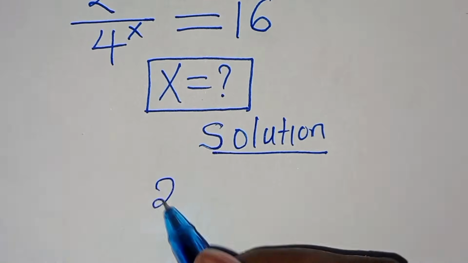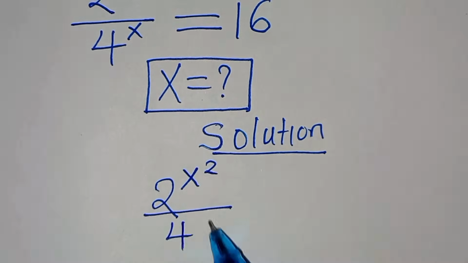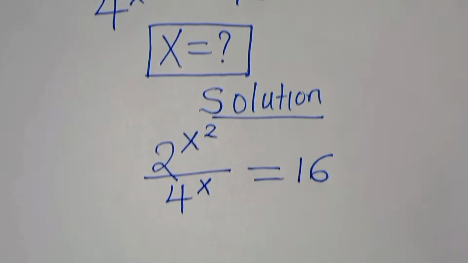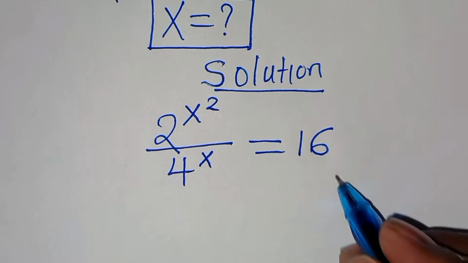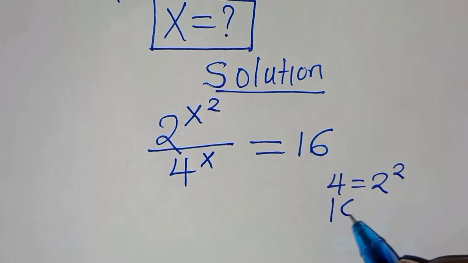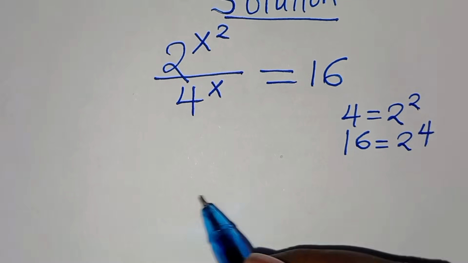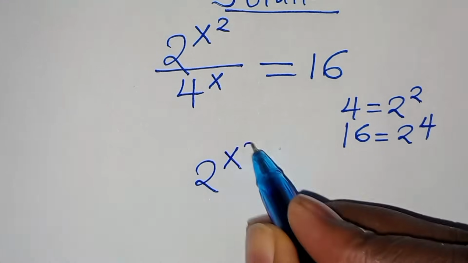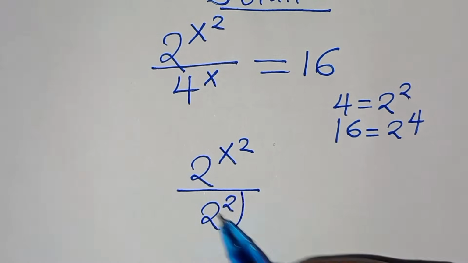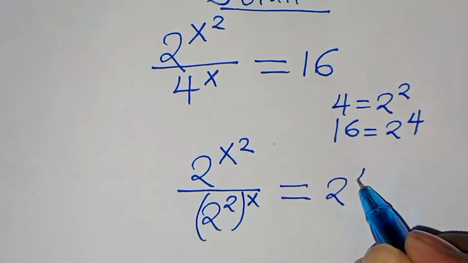So we have 2 to the power of x squared divided by 4 to the power of x. This is equal to 16. Now we can express 4 as 2 to the power of 2, and we can express 16 as 2 to the power of 4. So this means we have 2 to the power of x squared divided by 2 to the power of 2, then raised to the power of x. This is equal to 2 to the power of 4.